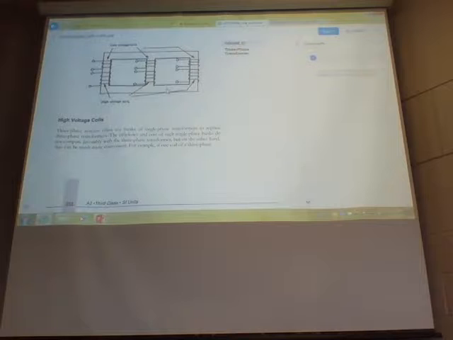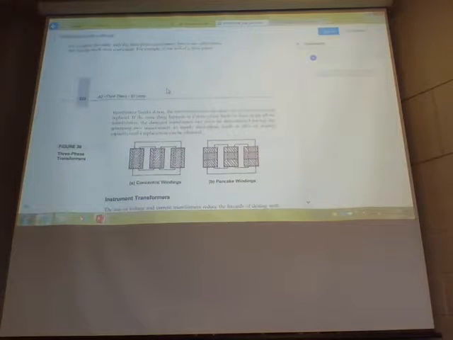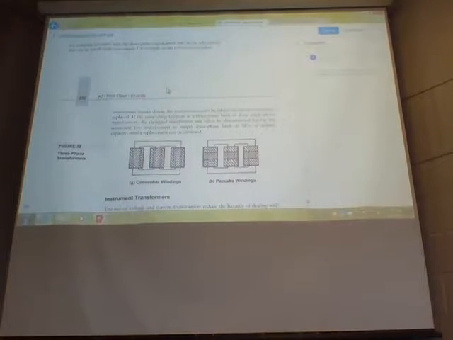Three-phase systems often use banks of single-phase transformers to replace three-phase transformers. The efficiency and cost of single-phase banks do not compare favorably with a three-phase transformer, but on the other hand, they can be much more convenient. For example, if one coil of the three-phase transformer breaks down, the transformer must be taken out of the system and replaced. So if you've got one three-phase transformer like this, you get a breakdown of insulation, something happens, this coil is shot, that whole transformer has to be taken out.